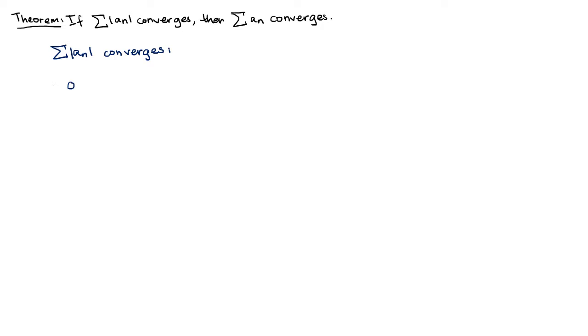So 0 is less than or equal to a_n plus the absolute value of a_n. If a_n is negative, then when we add it to the absolute value of a_n, we're going to get 0. If it's positive, then we'll get twice the absolute value of a_n. So this is true for all n.